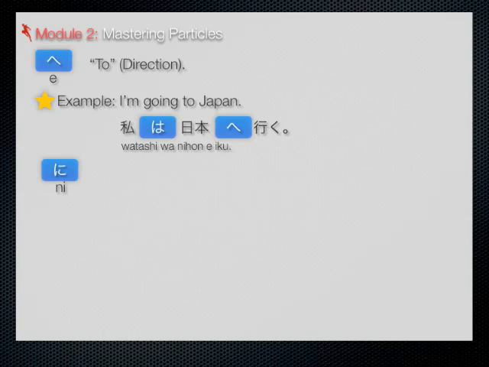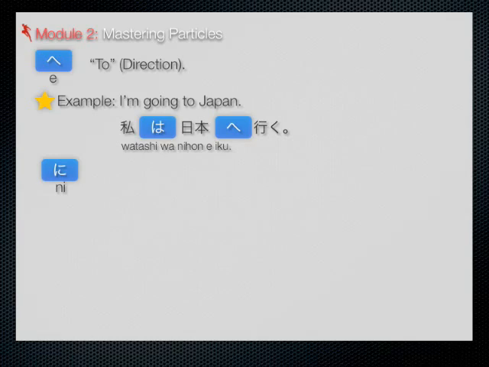Another place you'll see e very commonly being used is for promotional materials for Japan or posters when you arrive in Japan, because welcome to Japan uses this e as well. So it's Nihon e yokoso, right? It's welcome to Japan. So keep your eye out for that.